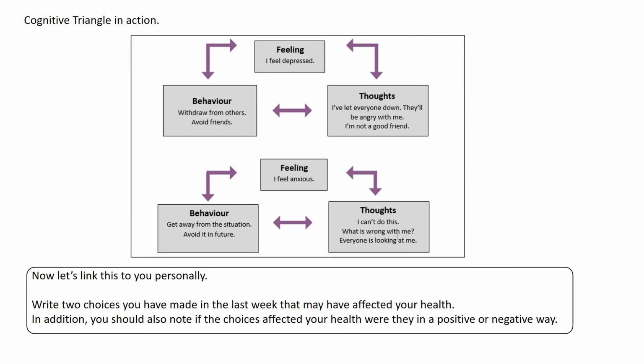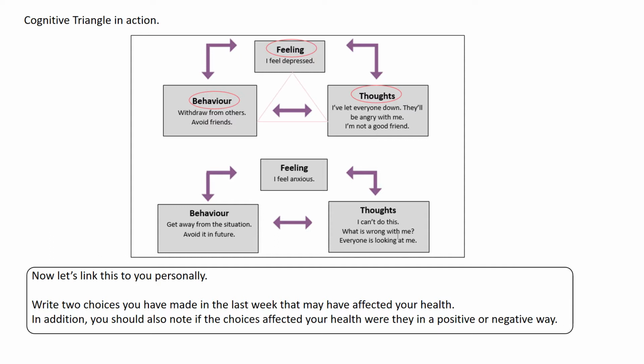So let's take a look at some examples of this cognitive triangle in action. We'll be looking at the feelings, the thoughts and the behaviour in certain situations. Look at the first triangle. The feeling is I feel depressed. The thoughts from this is I've let everyone down. They'll be angry with me and I'm just not a good friend. And this leads to the behaviour. You become withdrawn from others and start to avoid friends. And by doing this and behaving this way, it leads to the feeling again of feeling depressed.